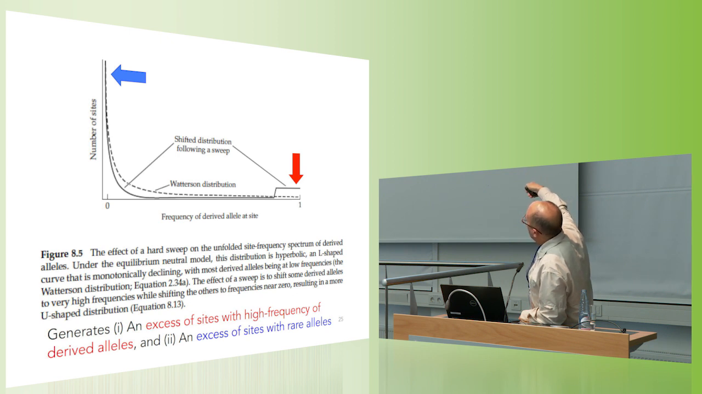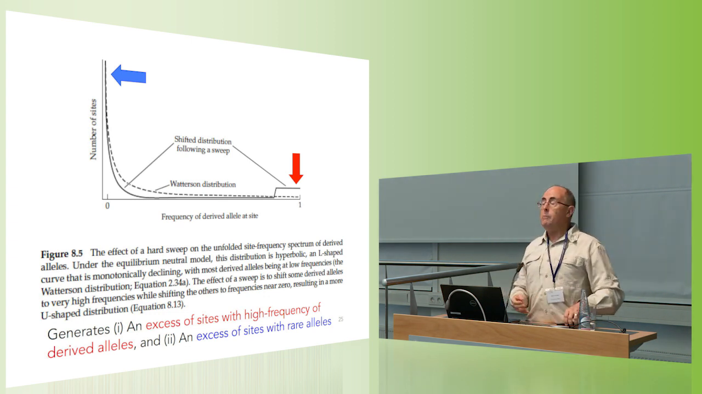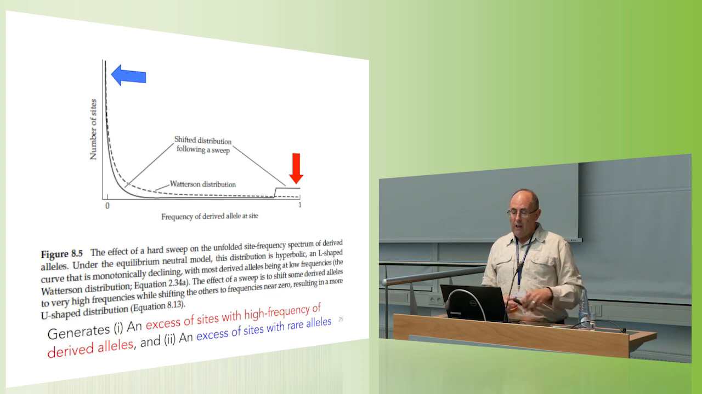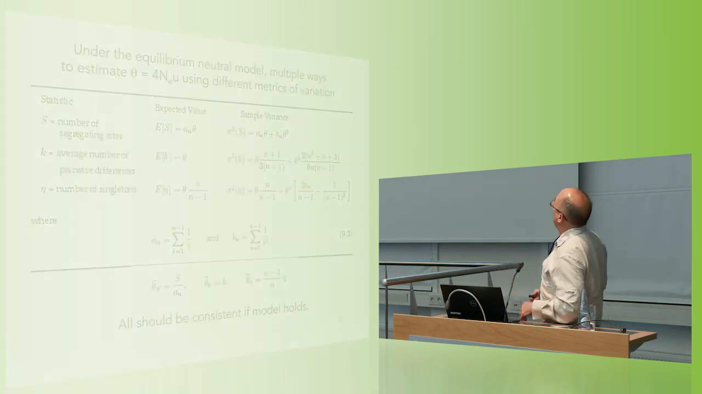The solid line is this distribution following a sweep. And you see, a little hard to see, but there's an excess of rare sites. There's also an excess of high frequency so-called derived sites. So the site frequency spectrum gets changed by selection. And a lot of tests use this. And those tests basically follow along these lines.